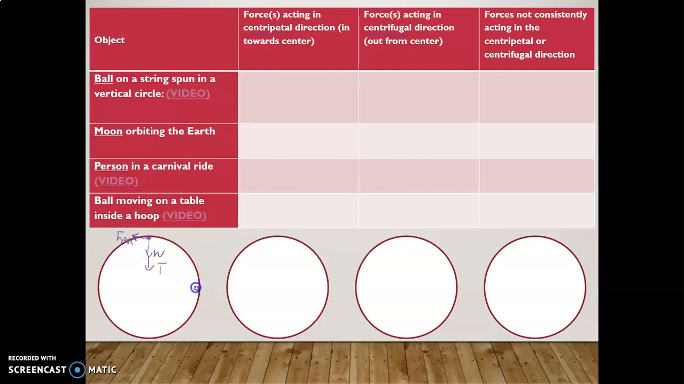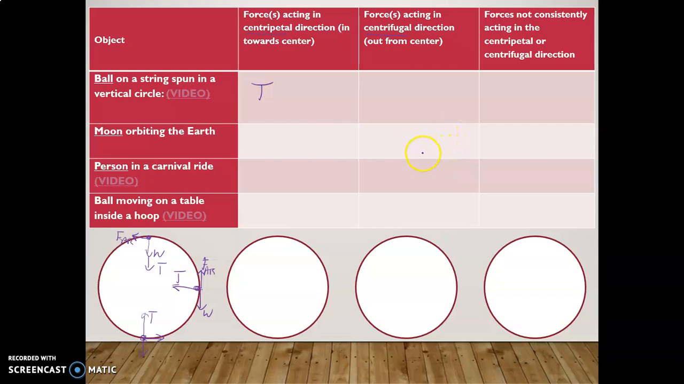And let's say if we get over to here, then we've got tension acting that way, weight this way, air resistance this way. Get down to the bottom. Oh, we can't really see that, but there's weight acting straight down. There's tension acting upward, air resistance. Alright, so let's see. Tension is always acting in towards the center.